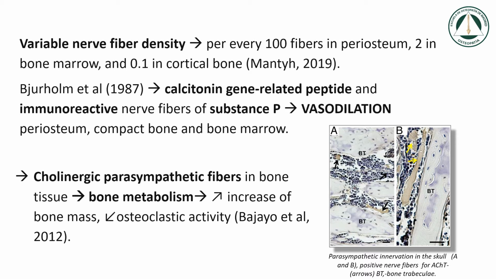Jerome et al., 1987, indicate there are calcitonin gene-related peptide and immunoreactive nerve fibers of substance P that produce vasodilation in periosteum, compact bone, and bone marrow. There are cholinergic parasympathetic fibers in bone tissue, responsible for bone metabolism. They produce an increase of bone mass and decrease the osteoclastic activity. The picture on the right side shows the parasympathetic innervation in cranial bone, A and B, acetylcholine-positive nerve fibers, AROS, BT, bone trabeculae.